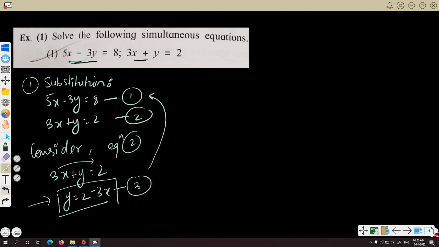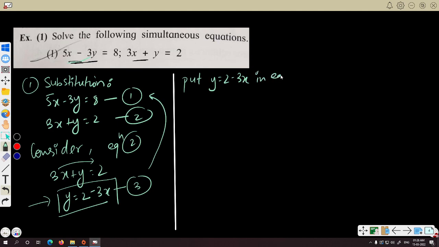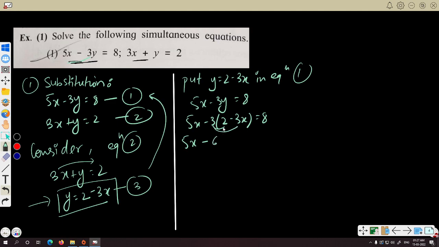We'll draw a line for separation. So I will write: put y is equal to 2 minus 3x in equation number 1. इक्वेशन नंबर 1 को एक बार कॉपी कर लेंगे. 5x minus 3y is equal to 8. इसमें हम y को put करेंगे. y की जगह I will write 2 minus 3x, is equal to 8. इसे थोड़ा simplify करेंगे. 5x minus 3 को inside the bracket multiply करना है. 3 into 2 is 6 and 3 into 3 will be 9x, minus minus will be plus, is equal to 8. I hope till here everything is clear to you.